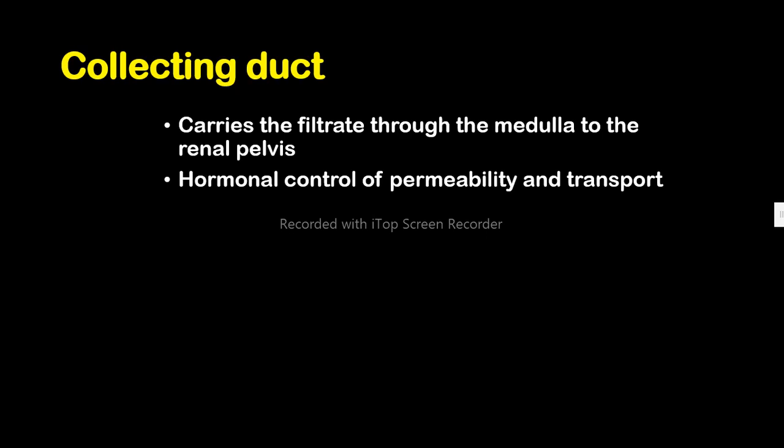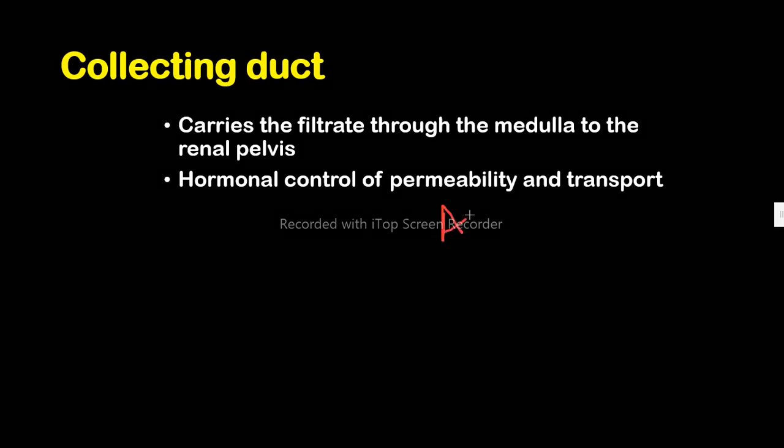Now, the collecting duct has very many aquaporins, like the descending limb. It also has very many aquaporins, whose opening and closure can be controlled by a hormone. Which hormone? ADH hormone. Okay?